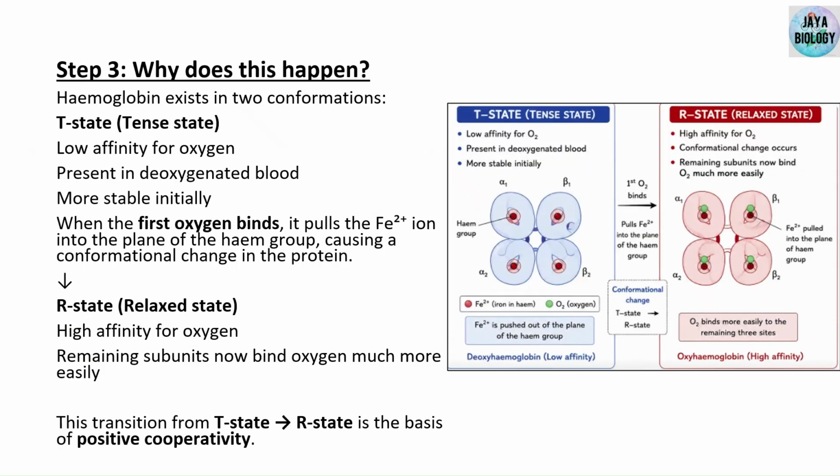Now the question comes, why does cooperative binding happen? First of all, we should know hemoglobin exists in two conformations. One is the T (tense) state, which has low affinity for oxygen, and the second is the R (relaxed) state, which has very high affinity for oxygen. The moment the first oxygen binds, it pulls the iron into the plane of the heme group, bringing a conformational change in the protein structure so that other oxygen can easily bind. This is the reason why cooperative binding works.